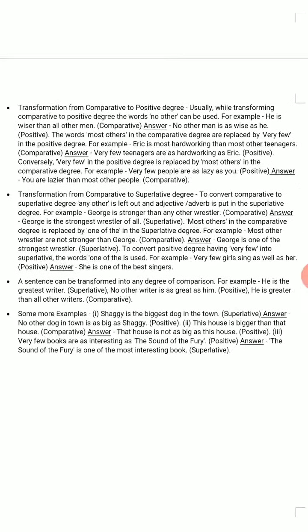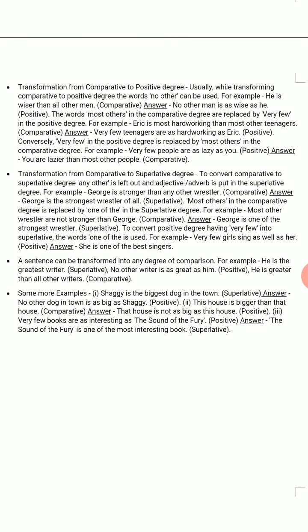Going forward to the next point, that is transformation from comparative to positive degree. Usually, while transforming comparative to positive degree, the words "no other" can be used. This is the most important point. You have to use "no other" in the answer, that means in the positive degree. Let's see one example. He is wiser than all other men. That is a comparative degree question. Answer: no other man is as wise as he.